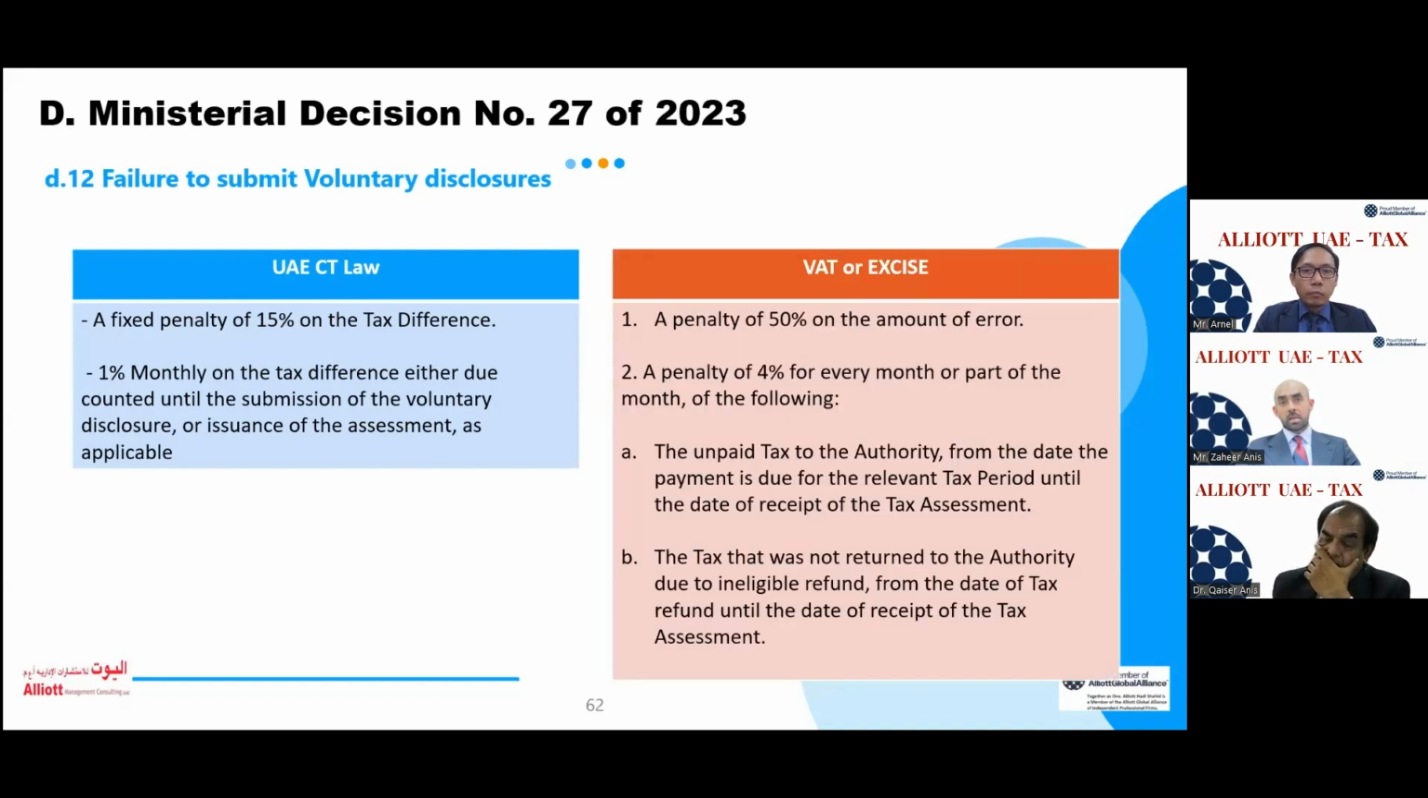For VAT, it is a penalty of 50% on the amount of the error, and 4% for every month or part of the month following the due date on which the tax is unpaid to the authority. And if the tax was not returned to the authority due to an ineligible refund, it runs from the date of the tax refund until the date of receipt of the tax assessment. So regarding refunds, you could also be subject to a penalty.